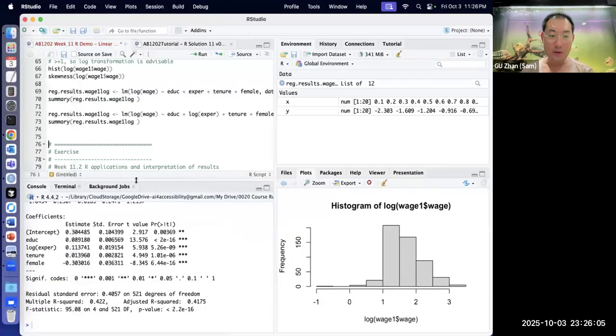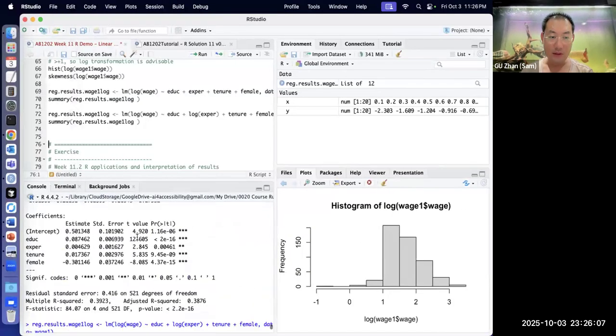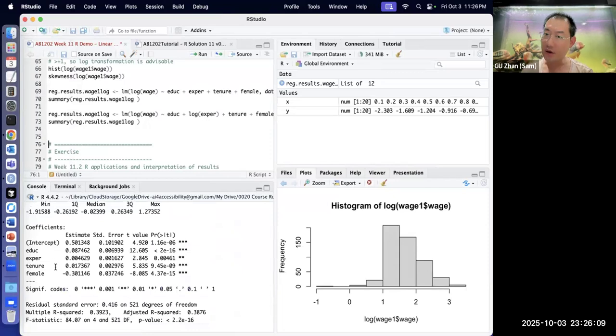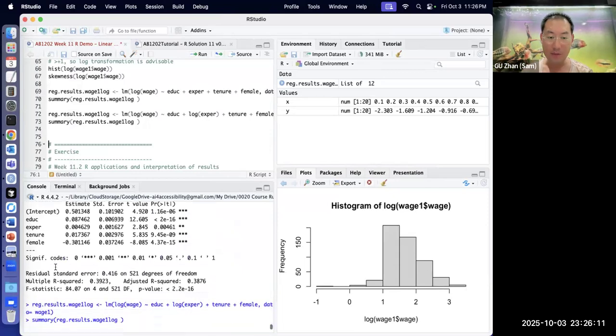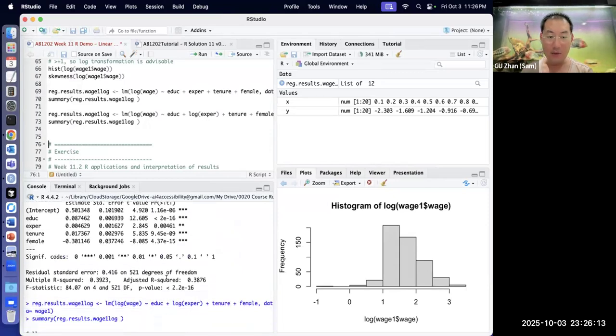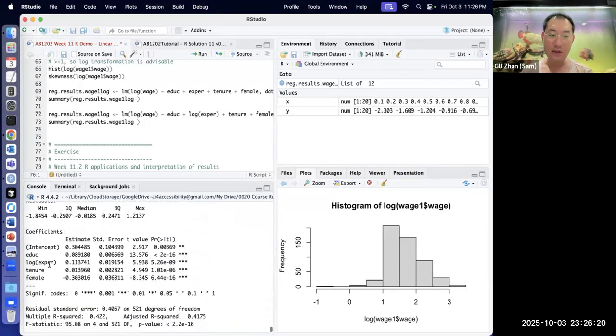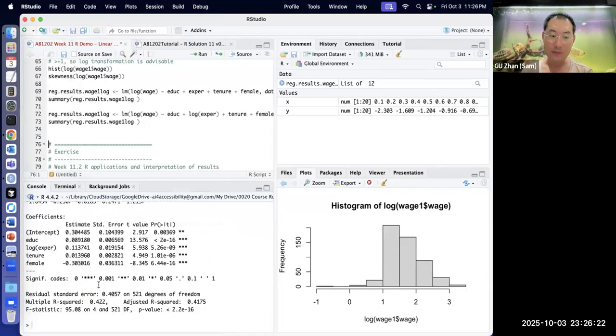Another thing you want to notice between these two models is that the first model is without any log transformation for the independent variable. Your R squared and adjusted R squared are about 0.38, 0.39. By introducing the log to experience, your R squared actually increases. That means the model is more accurate and can explain more variations.